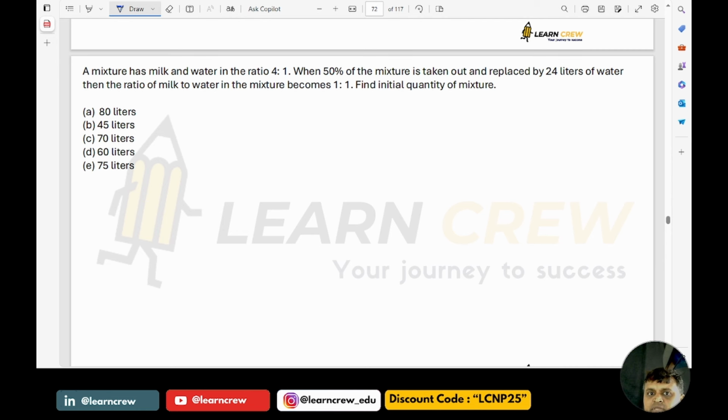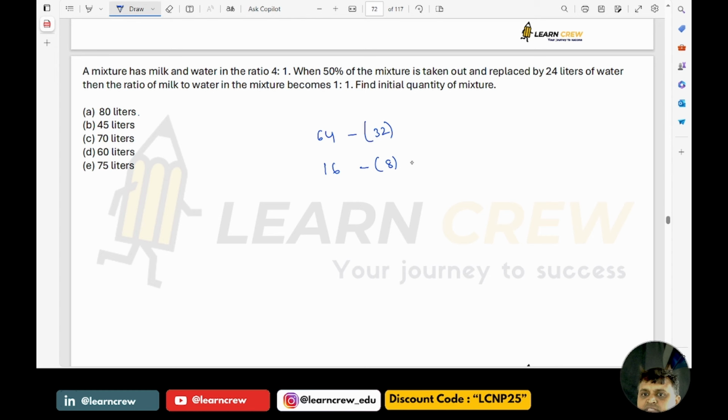Please see here. I am taking the first option, 80. In 4:1, 5 parts is 80, so each part is 16: 64 and 16. Now 50% of the mixture is taken, so 40 is taken out. Out of 40, again 4 is to 1, 5 parts is 40, so 1 part is 8 and 4 parts is 32.